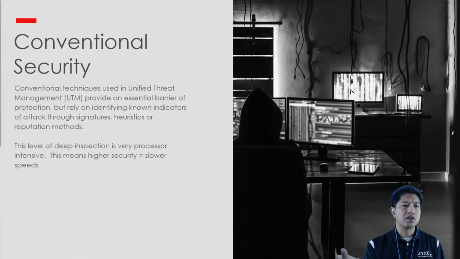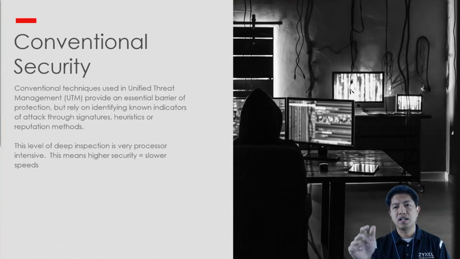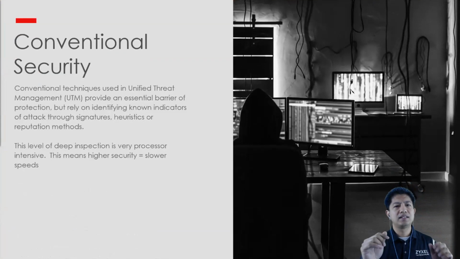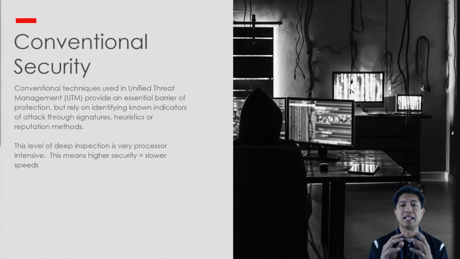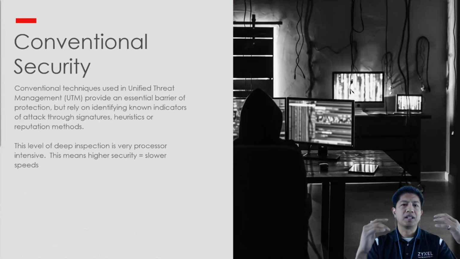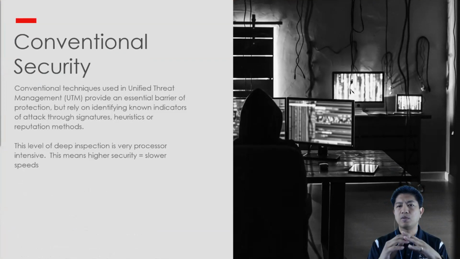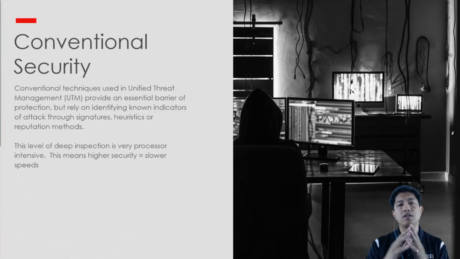So conventional security UTM products provide really a first line of defense. But they rely on known signatures, heuristics, reputation for attacks, things like that. And so they need to know those things in order to take action on mitigating those threats. So they usually use some sort of layer 7 deep packet inspection to do the analysis, or to do kind of the view into these packets.